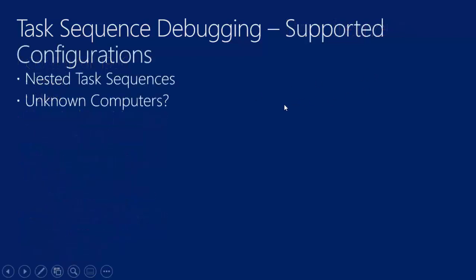In terms of supported configurations, nested task sequences, yeah, totally supported. You're going to see that as we go along. Unknown computers, absolutely. Unknown computers are supported as a target type. You would need to add the unknown computer object to your debugging collection in order for the policy to get there when you boot up. But besides that, yeah, they're supported like normal.